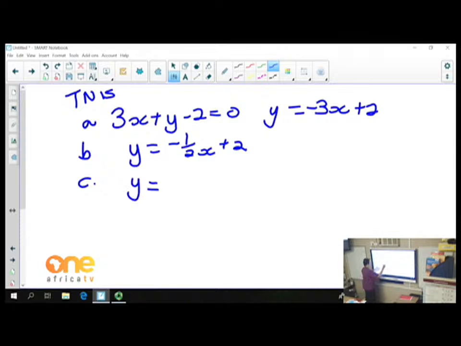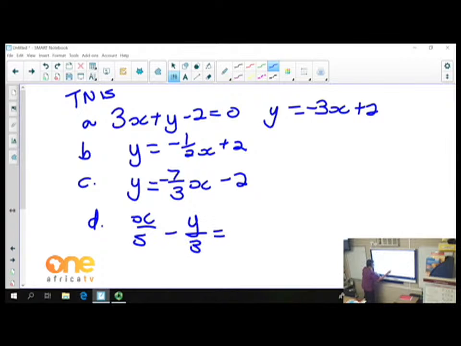Yes, and then over 3x minus 2. That's number D. Now, what will I do with number D? LCM, because there's a fraction there. Can you see? So this one is x over 5 minus y over 3 is equal to 1.